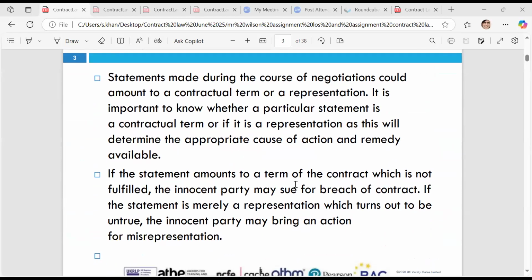In contract law, a term is a legally binding part of an agreement creating an obligation for the parties involved. So what is a term? What would a term be in a contract?